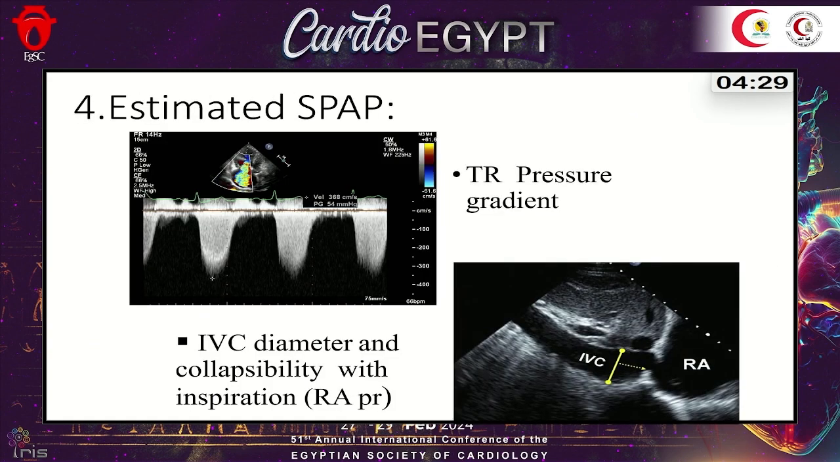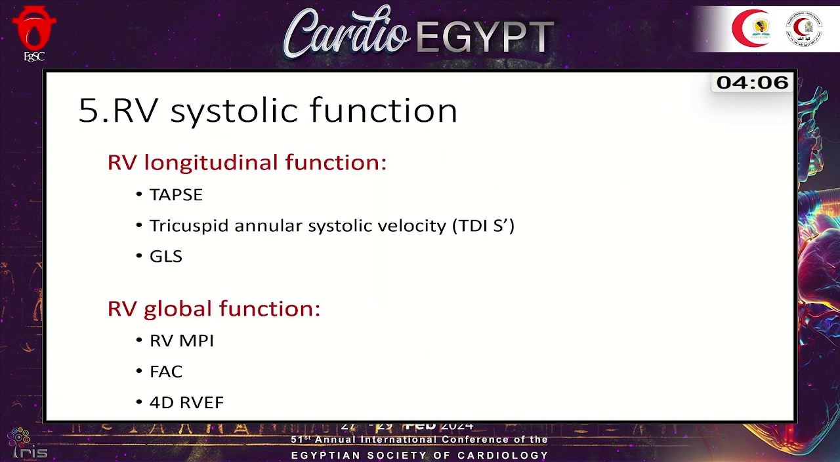Pulmonary artery pressure estimation is done, of course, through the RV tricuspid gradient and the IVC measurements, but sometimes the RA has a high pressure, and this will lead to an unnoticed tricuspid regurgitation jet, and this will make our job to estimate pulmonary artery pressure more difficult. And finally, the RV systolic function, both longitudinal and global. Longitudinal using the TAPSE, tissue Doppler, and the global longitudinal strain. And the global function using the MPI, fractional area change, and the ejection fraction.